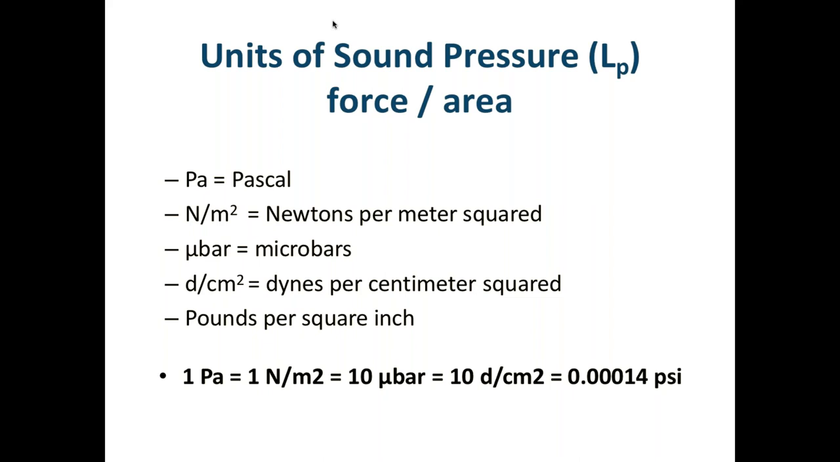Okay, so to put it into perspective, 1 pascal, which is a measure of pressure, is equal to 1 newton per meter squared, just given a different name, which is equal to 10 microbars. A bar is basically atmospheric pressure, 1 bar. So 10 microbars is equal to 10 dynes per centimeter squared, is equal to 0.00014 PSI.